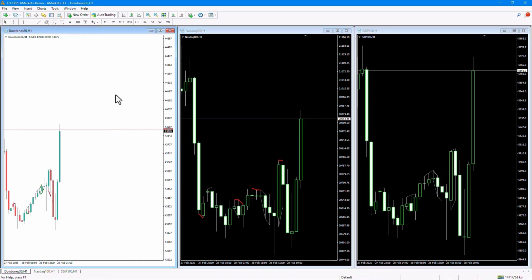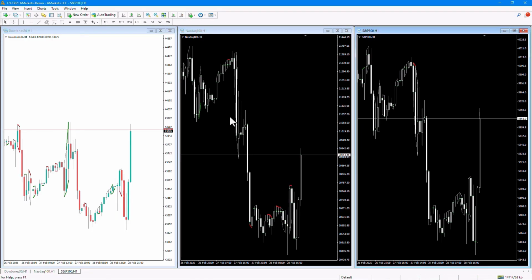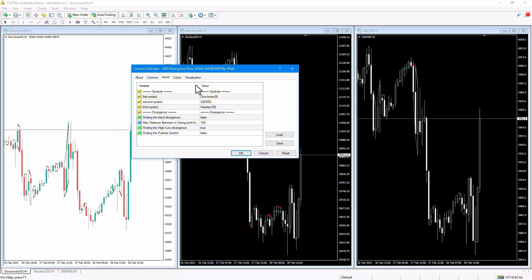Using this indicator, ICT-style traders can easily identify various divergences on three highly correlated symbols and perform more specialized analysis on the chart. In the settings section, you can set the maximum distance between two highs or two lows, which you can use if the trend divergence mode is active. You can change the number to your desired amount, which by default is set to the number of candles between two highs.